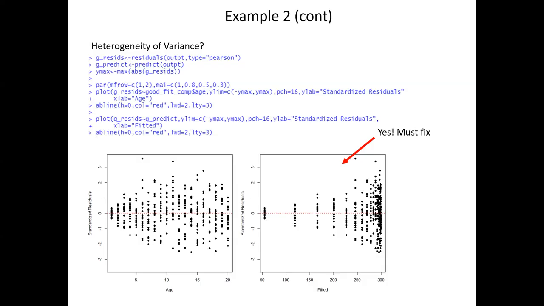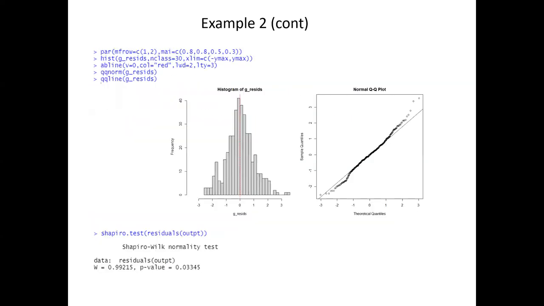So yes, we have to fix this because it violates the assumptions. And we can go ahead and test again and plot the residuals, and you can see there are deviations from normality here, and the test even concludes that yes, you don't have a normal distribution in your residuals.